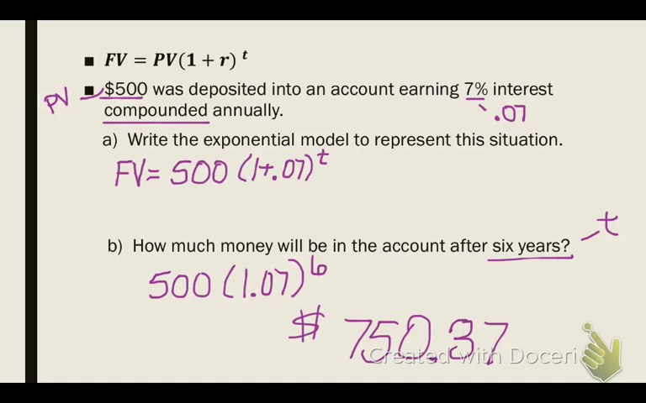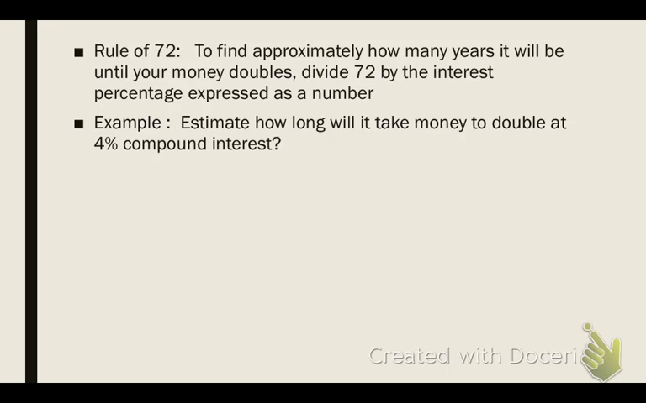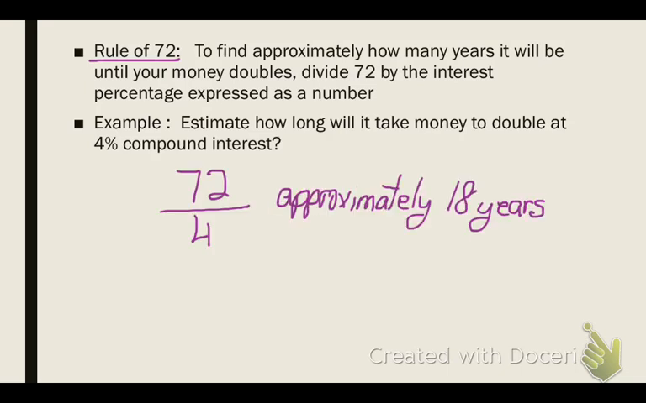Now we have a rule, and this is very handy in the financial world. It's called the Rule of 72. And what it says is that to find out approximately how many years it will take for your money to double, you take 72 and you divide it by your interest rate expressed as a number. So instead of saying 4%, we're going to just say 4. So estimate how long it will take money to double at 4% compound interest. So I'm going to take 72 divided by 4, and I'm going to say it will take approximately 18 years for that money to double.